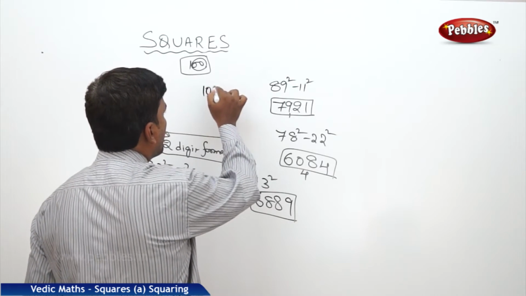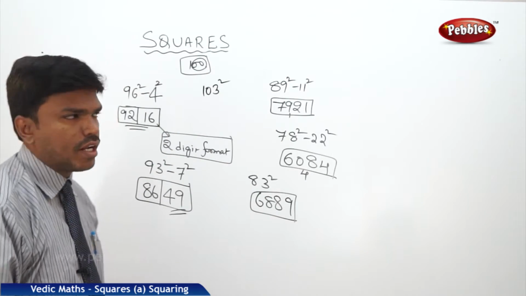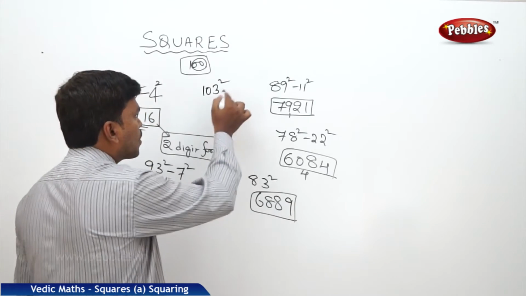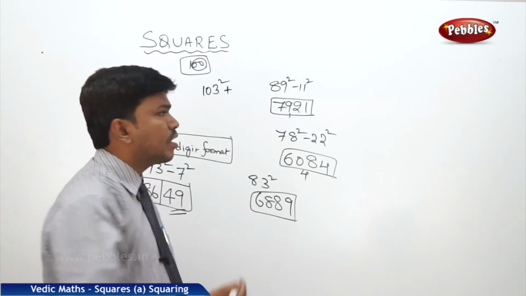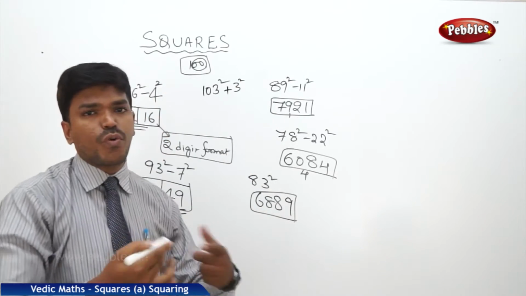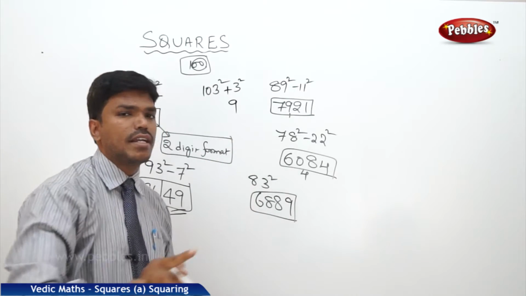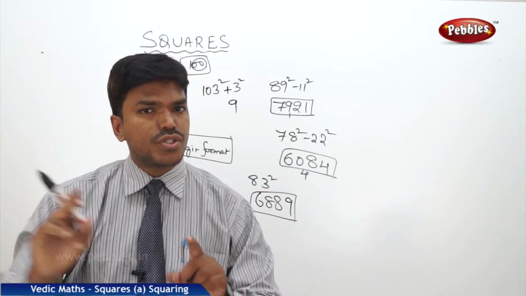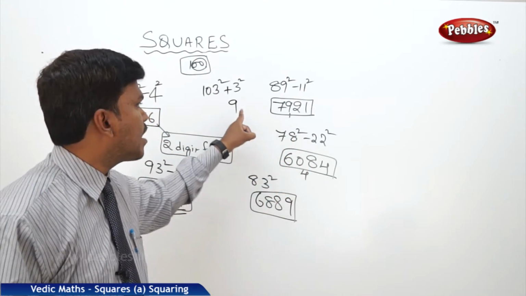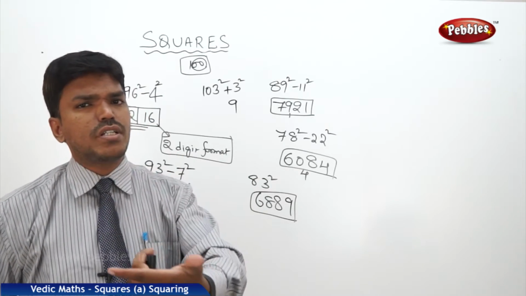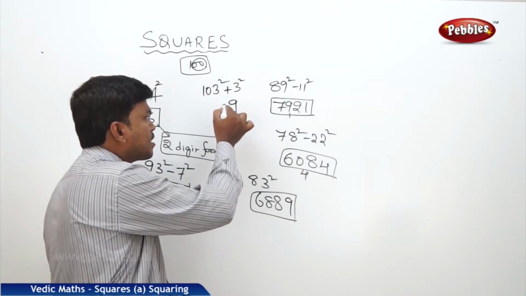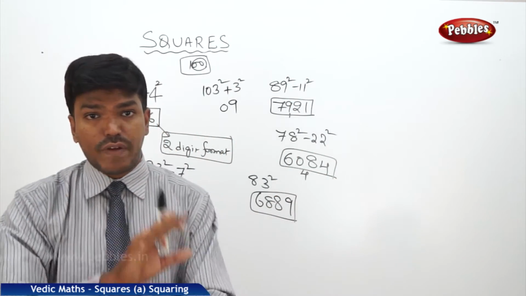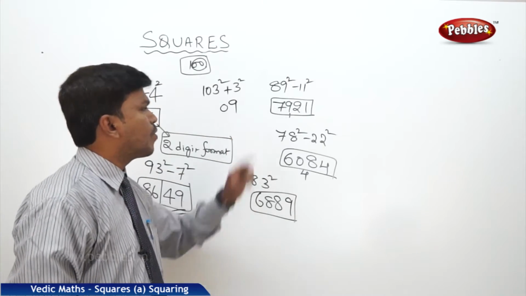I need 103 square. Now, if you compare 103 with base 100, is it more or less? Yes, it is more. Put a plus symbol. How much more? 3. So, what is 3 square? 9. But what I said, my right side part of the answer should be in a 2-digit format. It should not be less than 2 digits, it should not be more than 2 digits. So, I am getting less than 2 digits. What I need to do? Make it 2 digits. How? By placing a 0 before the 9, not after the 9. If you put it after the 9, the value will change. The value should not change, remember. So, it is 09.